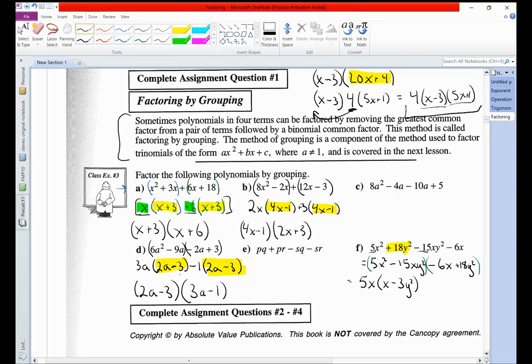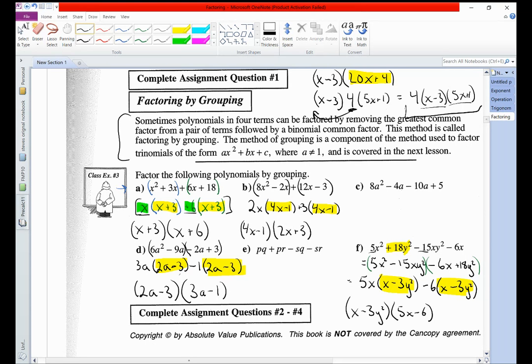In the second bracket, I have negative 6x plus 18. I can remove a negative 6, and I'm left with positive x minus 3y squared. I know I'm on the right track here because my binomials look the same. Yay! So I can factor that binomial out as the greatest common factor, and it becomes x minus 3y squared, all multiplied by 5 minus 6.